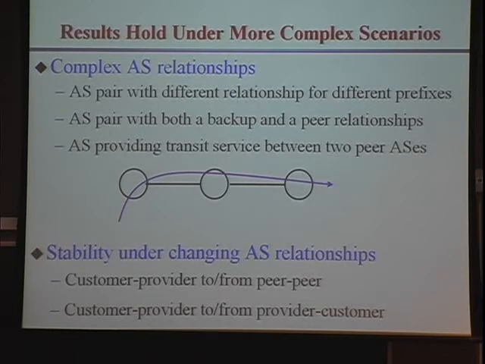No problem, because these guidelines are really on a per destination basis. Each destination's routes are picked separately. Similarly, if two ASs have both a backup relationship and a peer relationship, we can make that work. And if two ISPs are providing transit service between a peer for each other, under restricted circumstances, we can tolerate that. And finally, we can tolerate cases where ASs change the nature of their business relationship, particularly if it's done carefully to happen in the right order, so that during the transition we don't sacrifice stability either.